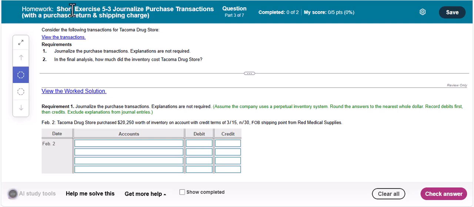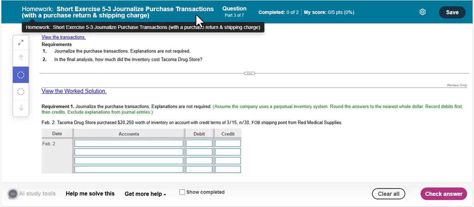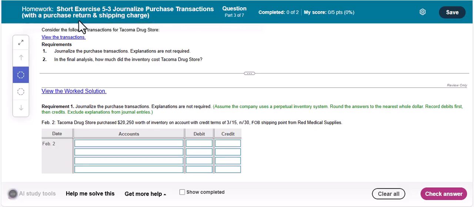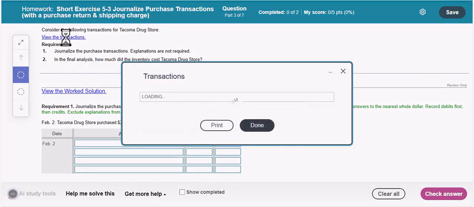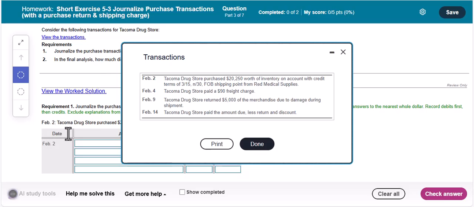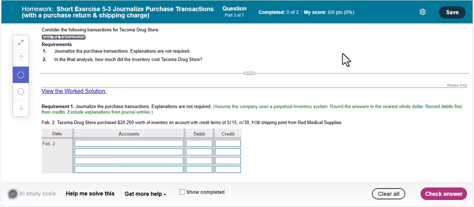Short exercise 5-3, journalize purchase transactions with a purchase return and shipping charge. So consider the following transactions for Tacoma Drugstore. We can view transactions here, or they pop up as you go along with the problem, so we don't need that open. So requirements are to journalize the purchase transactions. Explanations are not required. 2, in the final analysis, how much did the inventory cost Tacoma Drugstore?